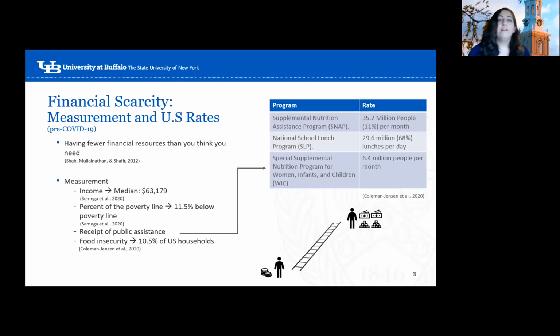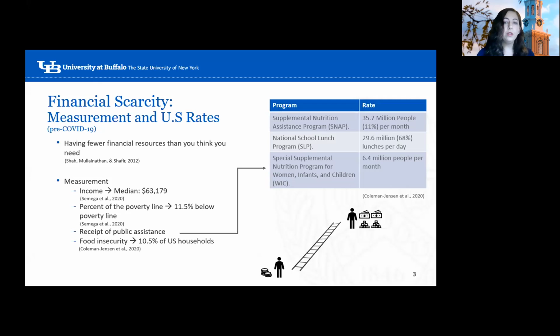So to start off, financial scarcity is having fewer financial resources than you think you need. This can be a bit subjective, but to measure this objectively, there are a few options. Now, I have pre-COVID rates on this slide. All of the data collection that I will be discussing was completed in February of 2020, so prior to any lockdowns in the Western New York area. You can assume that COVID has made these rates higher as they all tend to track along the state of the economy.